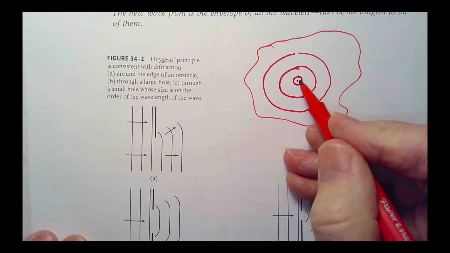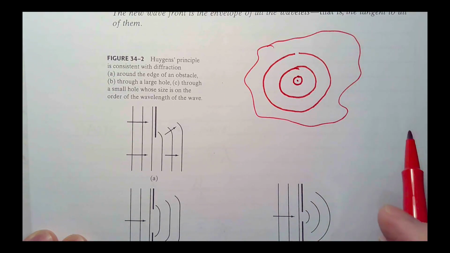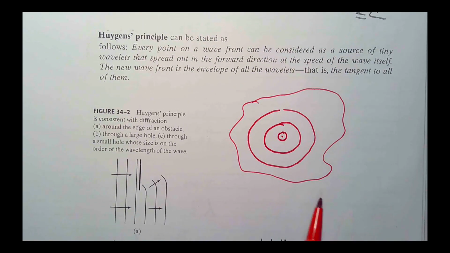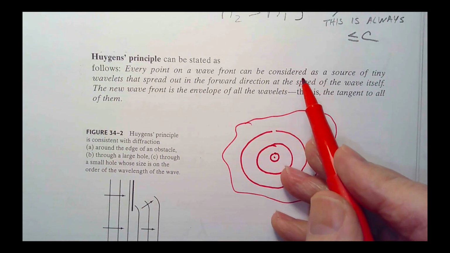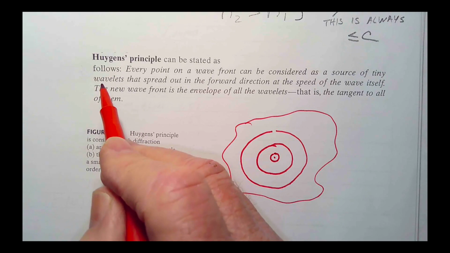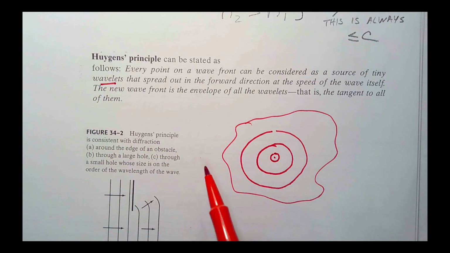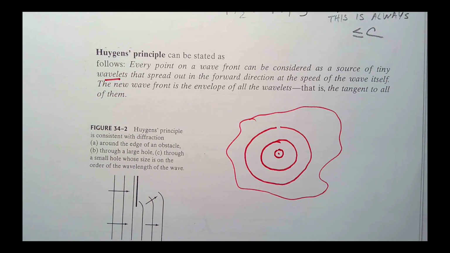If I take that little single pebble dropping into water in a pond, that's the origin of Huygens principle. Because here's what Huygens principle says. Huygens principle says every point on a wavefront is a source of tiny little wavelets, little point wavelets that spread out at the direction of the wave.